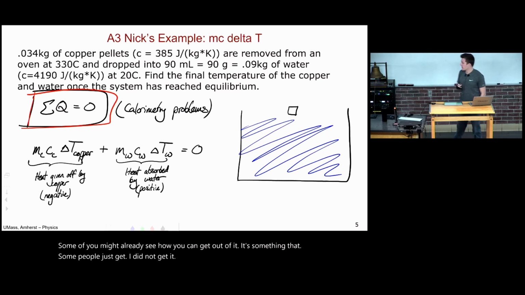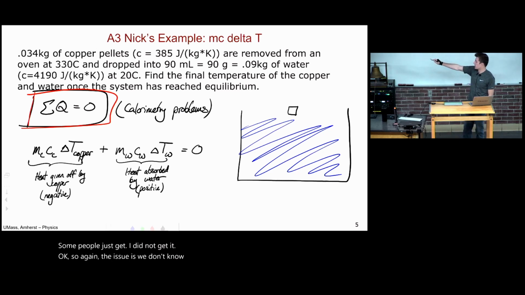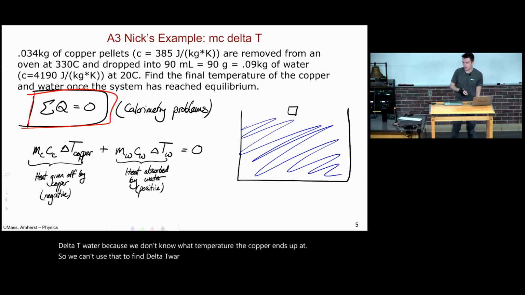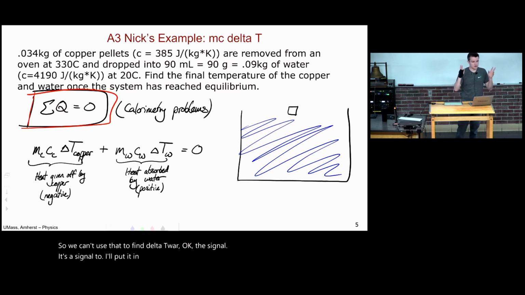Okay, so again, the issue is we don't know delta T copper, but we also don't know delta T water because we don't know what temperature the copper ends up at, so we can't use that to find delta T water. Okay, it's a signal, I'll put it in quotes, a signal to use variables, and the signal is that the same variable will appear in two places.